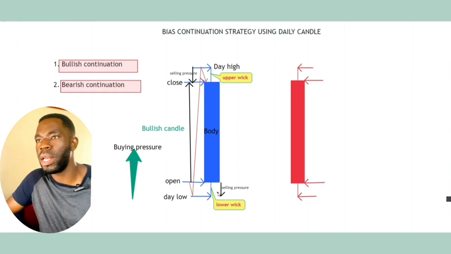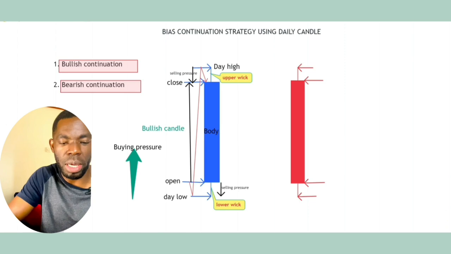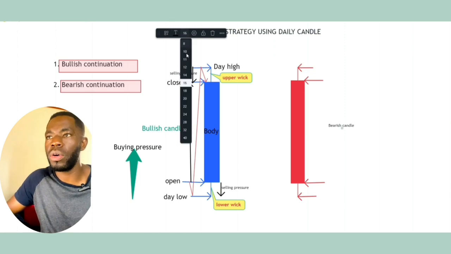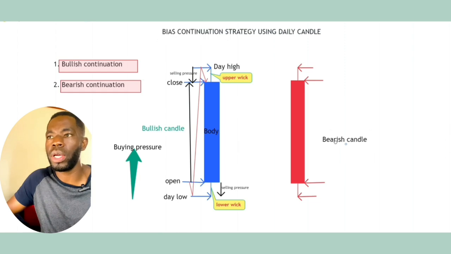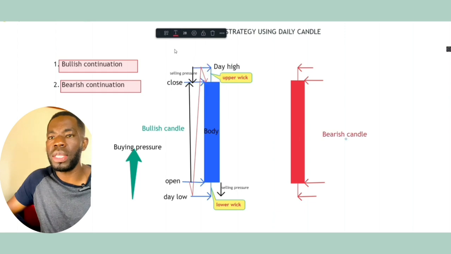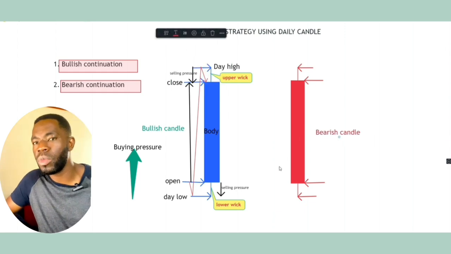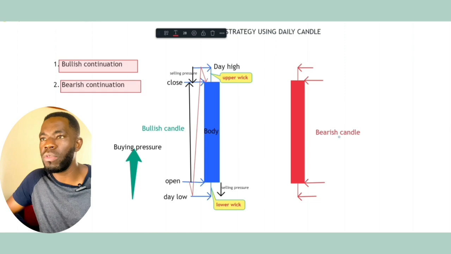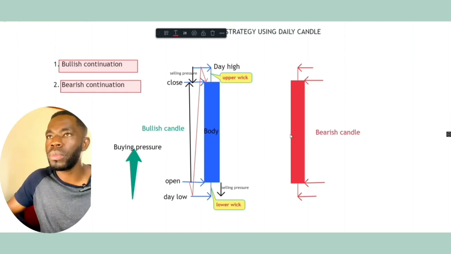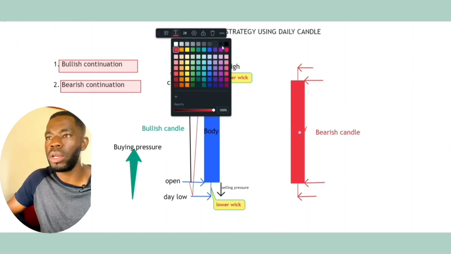So this would be the bearish candle. This is the bearish candle. I'll just color code that red, just to be consistent. This would be its body. This is the body of the candle. I'll color code that black so that you can see. This is the body of the candle.